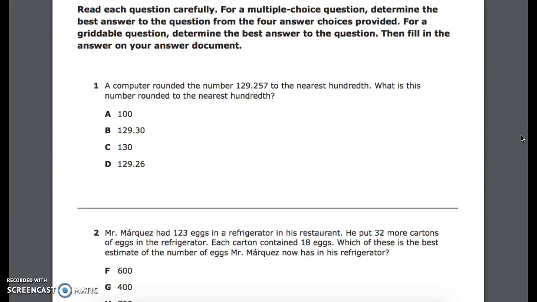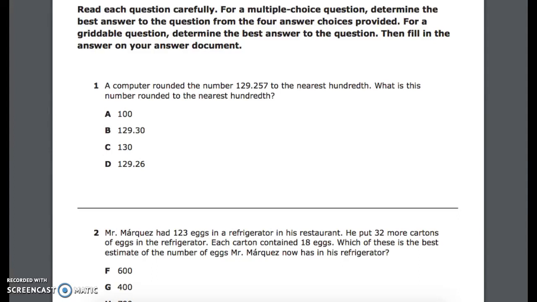Read each question carefully. For a multiple choice question, determine the best answer to the question from the 4 answer choices provided. For a griddable question, determine the best answer to the question. Then fill in the answer on your answer document.